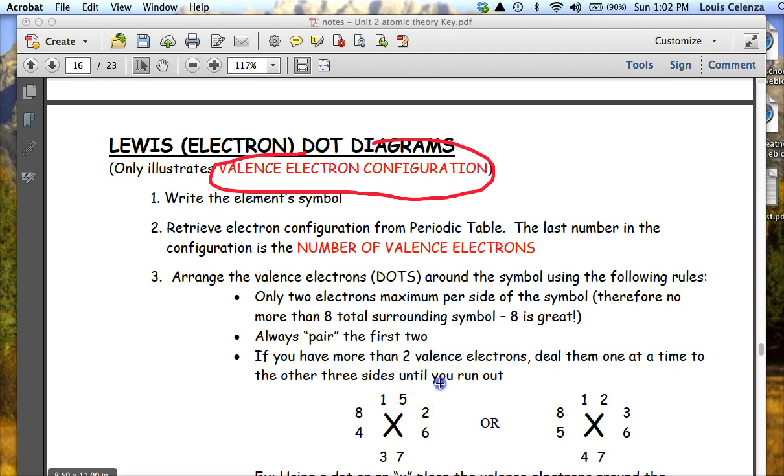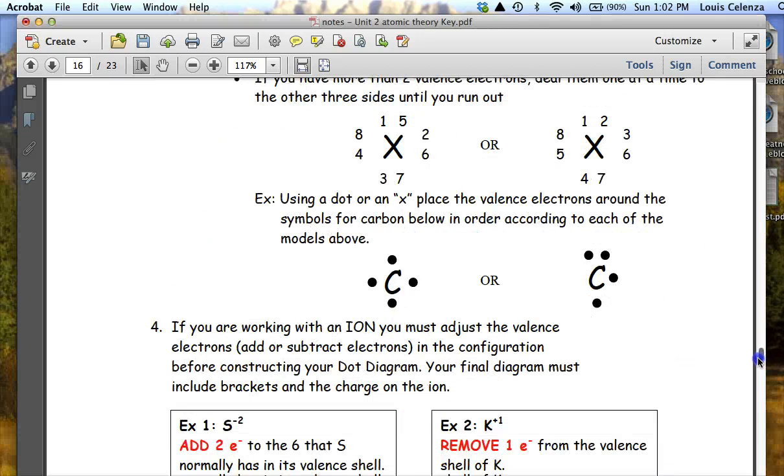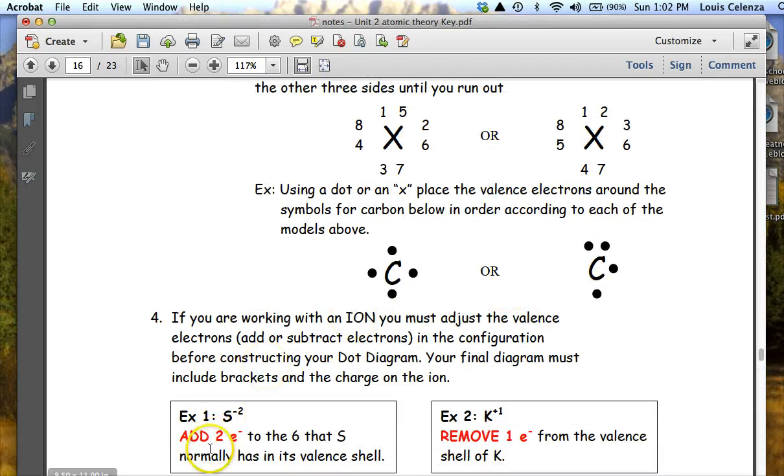Here, they're trying to show you how to put the electrons in. These are two different ways of doing it. I'm just going to go through and show you some examples because I just think it's so easy. Why complicate it with that? And I'll do this as an example.